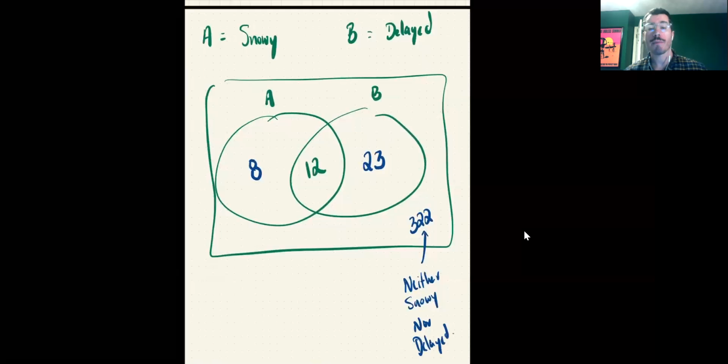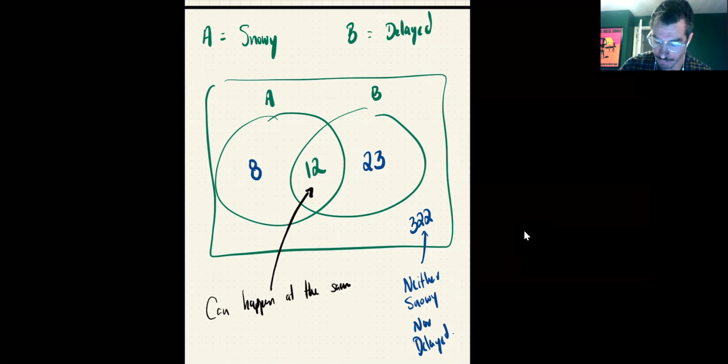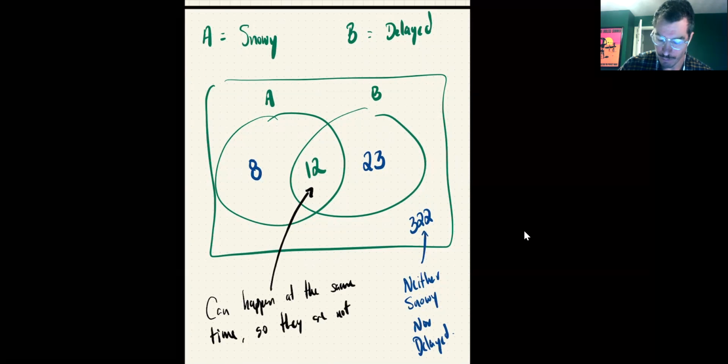The last piece that we wanted to talk about is, do we have a situation where these events are mutually exclusive? The key here is these 12 times in the year that we were snowy and delayed. And so these events are not mutually exclusive. These can happen at the same time. So they're not mutually exclusive.